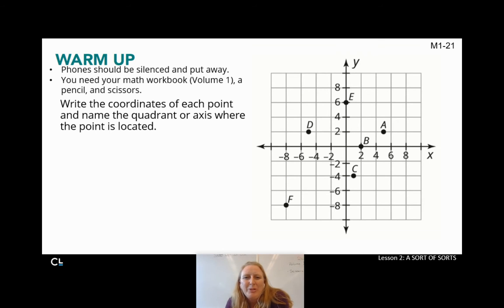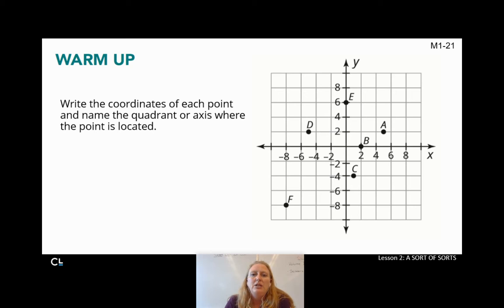Of course, before we jump into today's lesson 1.1.2, we do have a warm-up here to get everything going. Also, you should be aware that in addition to your workbook and a pencil, you are going to want a pair of scissors today. That's going to come in handy in our activities. So here we have our lovely warm-up.